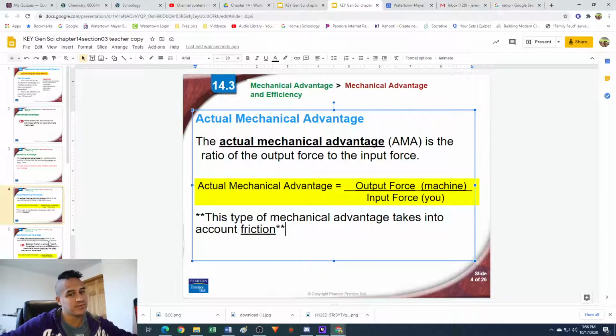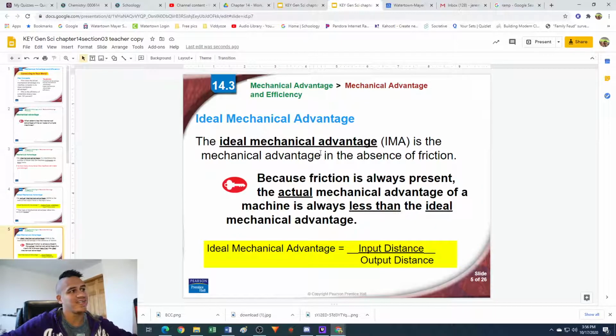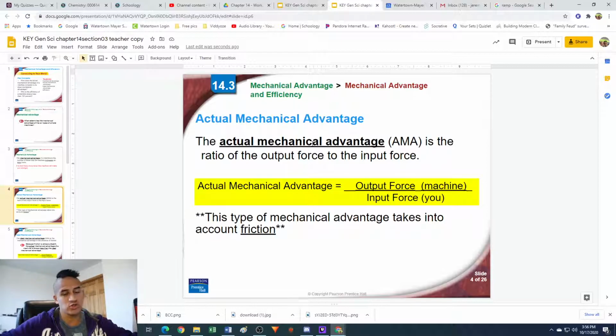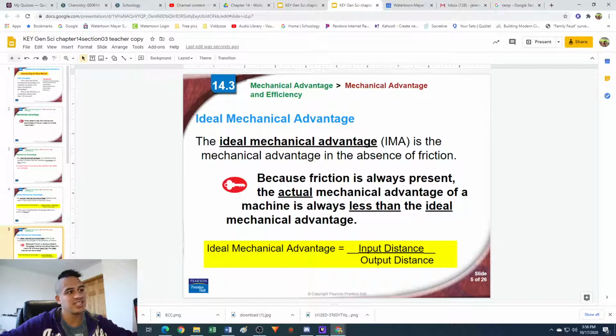However, there's a second type of mechanical advantage, which is called ideal mechanical advantage, or IMA. And the ideal mechanical advantage is what would be the mechanical advantage of this machine if there were no friction? If friction did not exist, how much would the machine increase your force by? Obviously, friction always exists, which is why we have actual mechanical advantage. But ideally, we can always calculate ideal mechanical advantage first to get an idea of what a machine should be able to do for us.